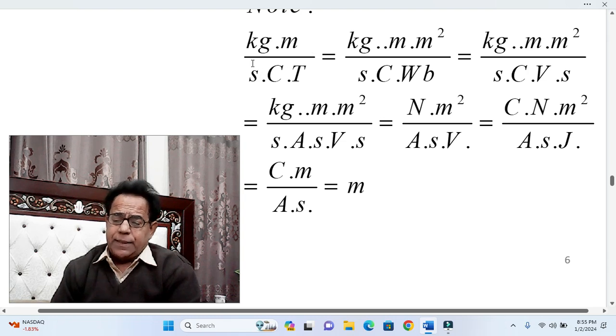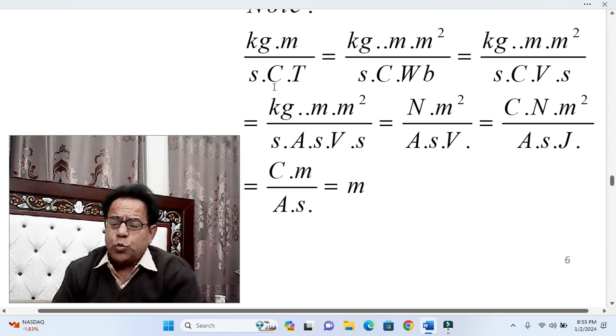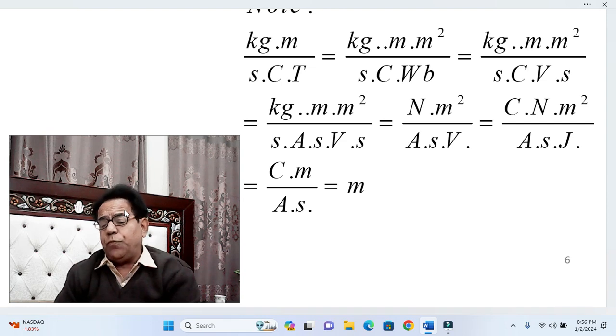As per the expression, our units take this shape: kilogram into meter divided by second into coulomb into Tesla, and the result of all these 5 units reduces into only one unit, that is meter. Now we see how it happens. Kilogram meter divided by second coulomb Tesla becomes equal to kilogram into meter square over second into coulomb into Weber. So what change has been made?